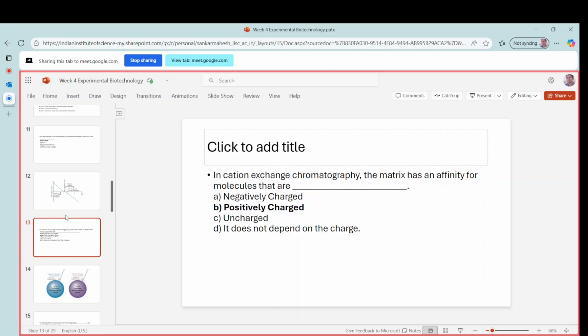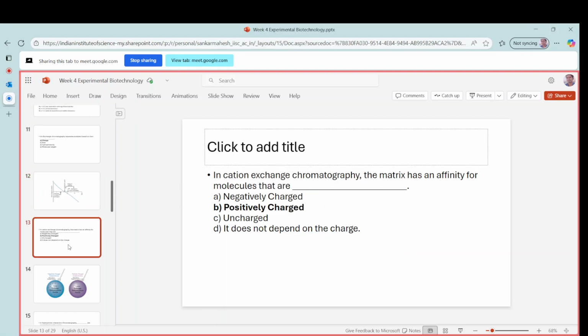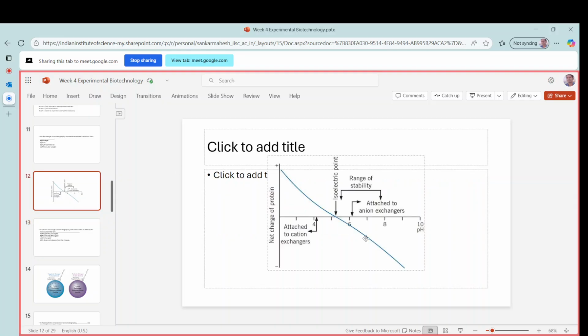Okay, like I told earlier, you have an isoelectric point. If your pH is above the isoelectric point, then your protein will bind to anion exchange beads. Whereas if your pH is lesser than the isoelectric point, then it will bind to cation exchangers. So the kind of charge that you have also depends on this only.